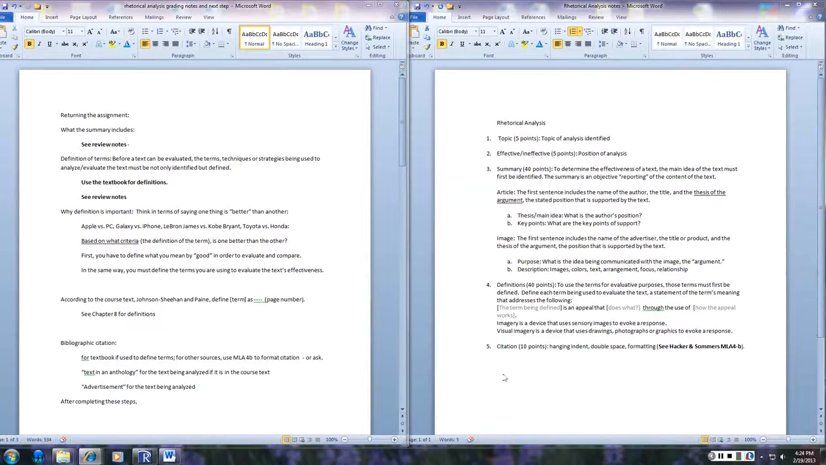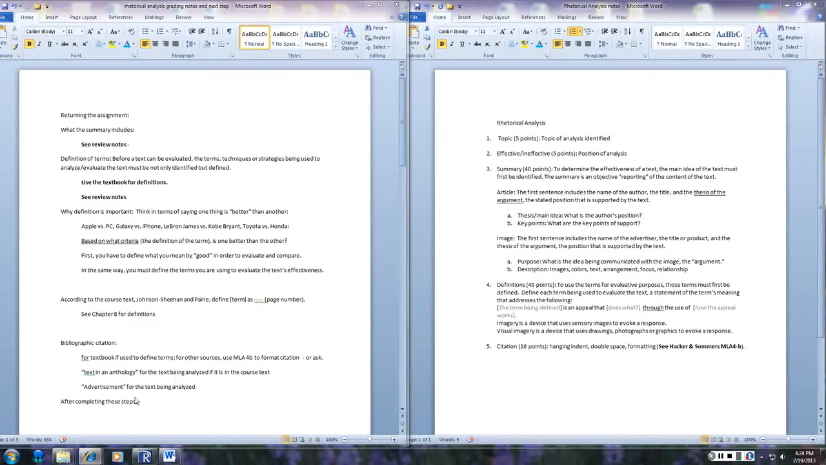But if you look next, the citation uses a hanging indent, it is double-spaced, and the Hacker text tells you how to specifically format that. If you're using the textbook for definitions, you cite the textbook. You have a bibliographical citation for the whole textbook, but then you have a bibliographical citation for the text that you are analyzing, if that's what you've chosen.